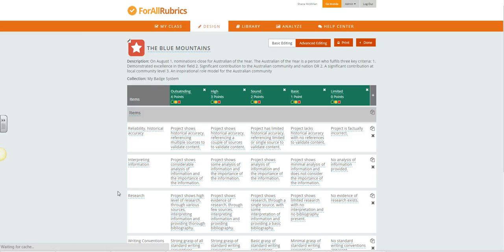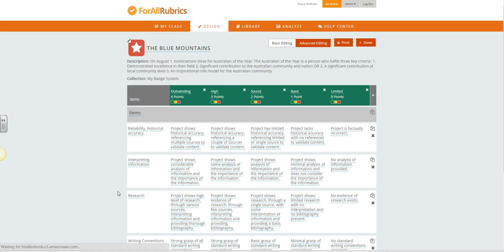So the project was about the Blue Mountains, as the title says. It was about crossing the Blue Mountains and the impact of the need for land and what that did for the colony of New South Wales by opening up the land.